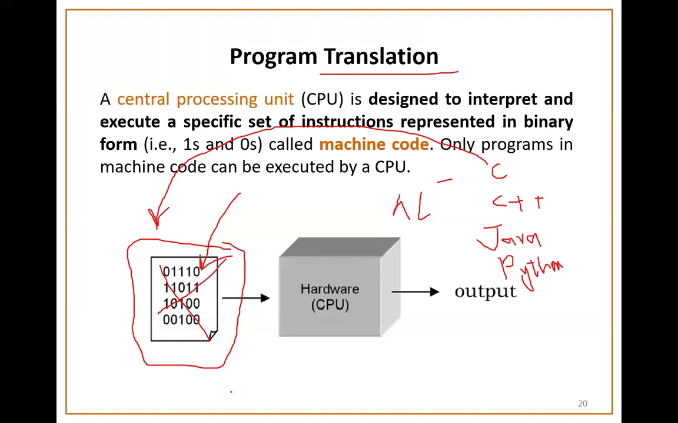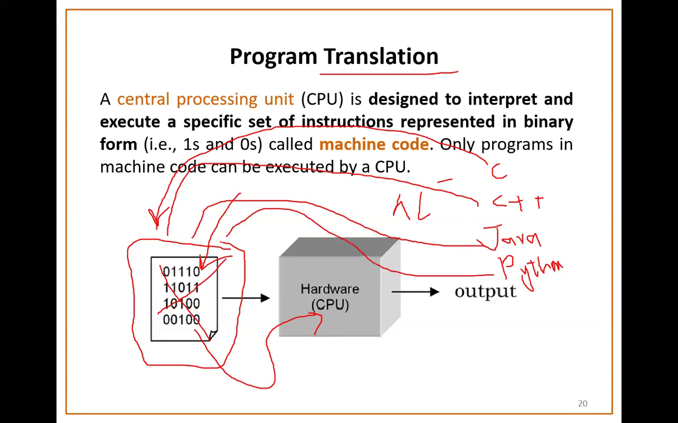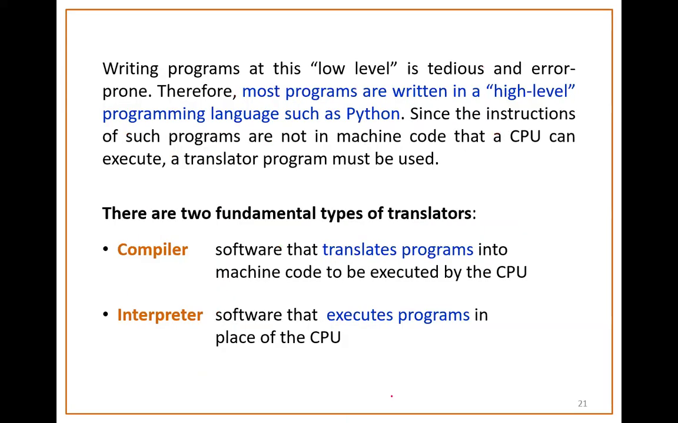When it converts C to machine code, then the machine code is sent into the CPU for execution. It converts C++ to machine code, converts Java to machine code, converts Python to machine code. So this is the job of the translator. Now, we said that we have different types of translators. We have two types of translators, the compiler and the interpreter.